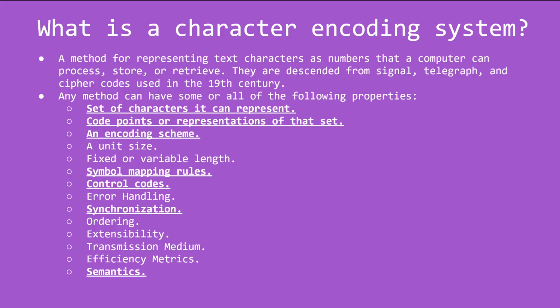System mapping rules, symbol mapping rules. So what decides what symbol is what? This is different than the encoding scheme. Control codes. So you'll probably need something other than just your letters, numbers, whatever. Maybe something to handle error, synchronization, ordering, what order are things in, extendability, can you add more characters to the system? Transmission medium can also be a big deal.